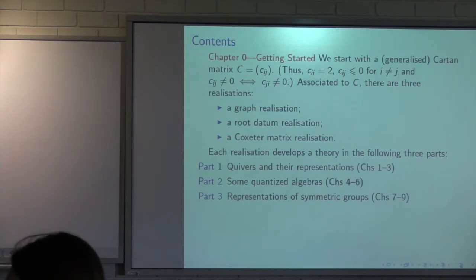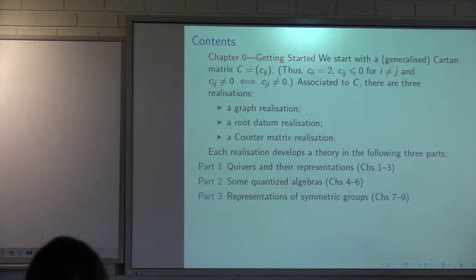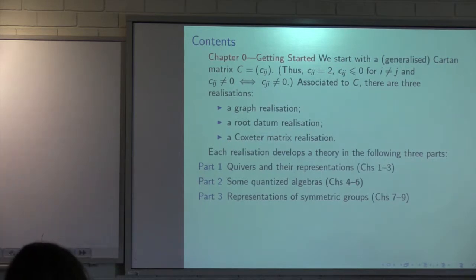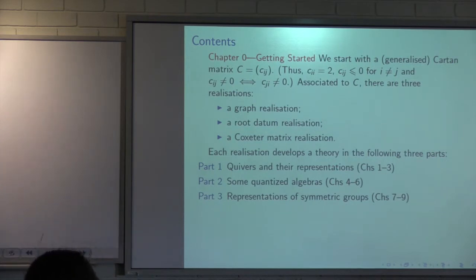Part 2, some quantized algebra that's more or less corresponding to the root datum. You get to the universal enveloping algebra, then you get to the quantum version of the universal enveloping algebra. Part 3, we mainly talk about the Coxeter groups and Hecke algebra representations. So these 3 parts correspond to the 3 theories I just mentioned. In some sense, someone said the book is 3 books in 1.